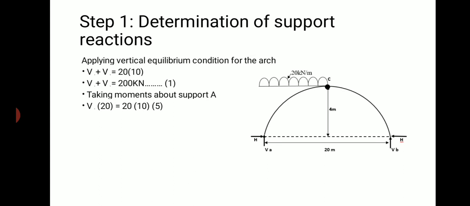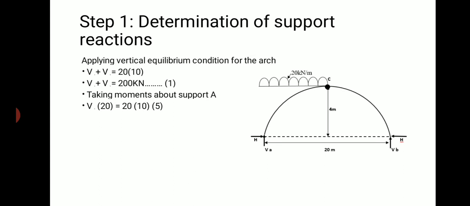So VB into 20 is equal to the moment of the load. Since 20 kilonewton per meter is acting, it has to be considered as a moment. First we are supposed to convert the 20 kilonewton per meter into kilonewton, meaning the force in kilonewton per meter has to be converted into kilonewton first.